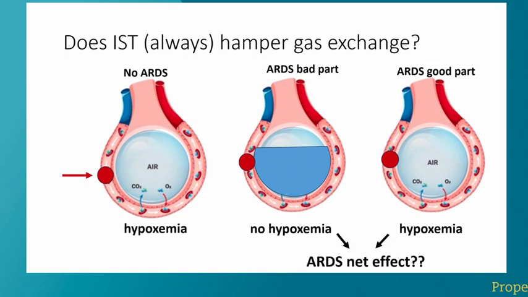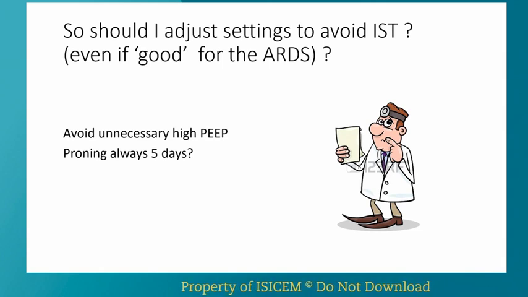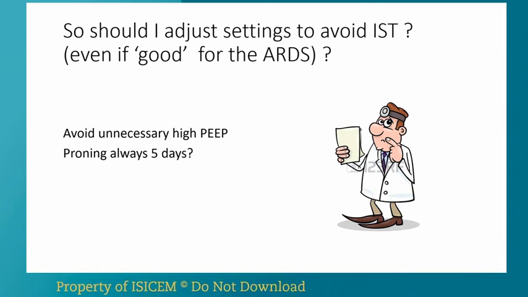So how does this add up? I guess it's unknown. And so you can ask yourself, okay, should I then avoid a high PEEP, even if it's good for the ARDS, in order to avoid in situ thrombosis? Is that what you're saying? I'm not saying that. I would say that perhaps avoid unnecessary high PEEP or decrease your PEEP when your patient is improving. The other question that you can ask yourself is whether we should always prone for 5 days, or can we do it a little bit less?